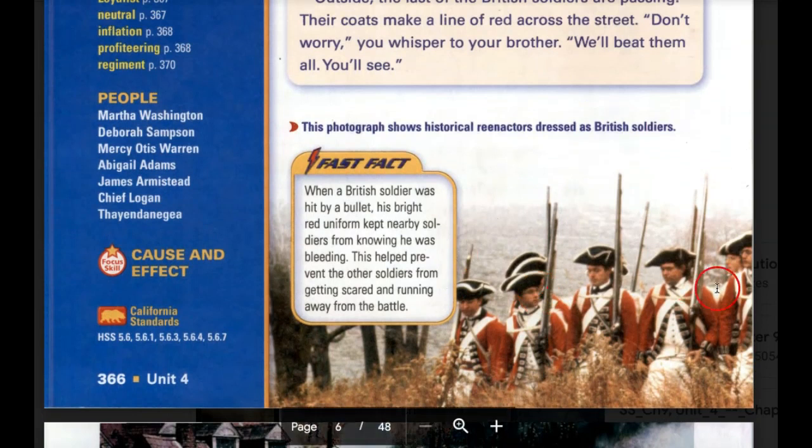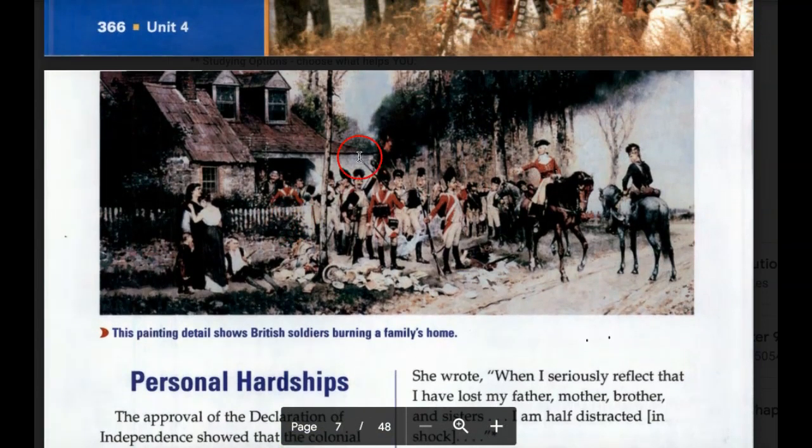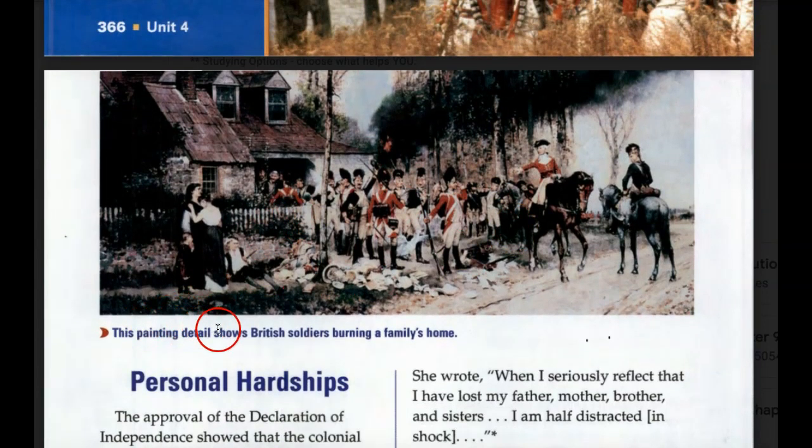This photograph shows historical reenactors dressed as British soldiers. Fast fact: when a British soldier was hit by a bullet, his bright red uniform kept nearby soldiers from knowing he was bleeding. This helped prevent the other soldiers from getting scared and running away from the battle. This painting detail shows British soldiers burning a family's home.